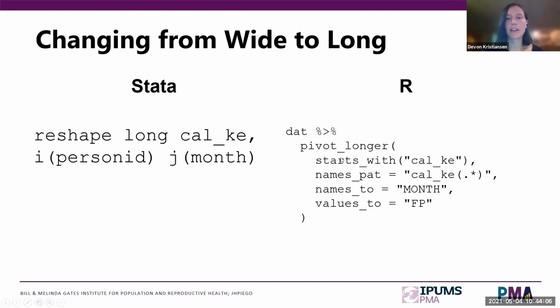Okay, and thankfully, both Stata and R have a singular function that will do all this heavy lifting for us. So reshape in Stata and pivot longer in R. So this is going to bring us from the person observation level to the person period level.